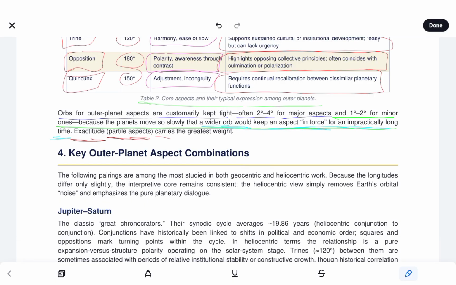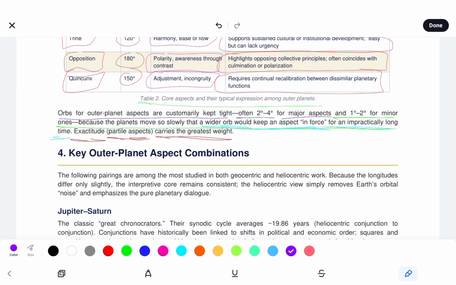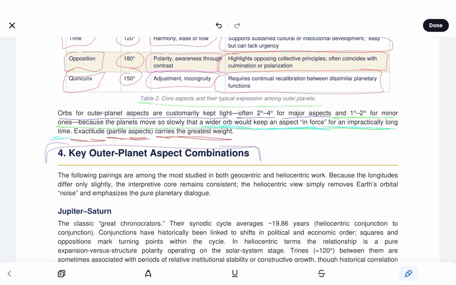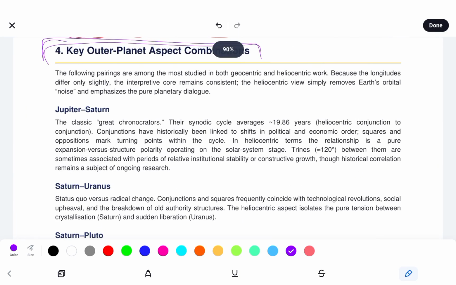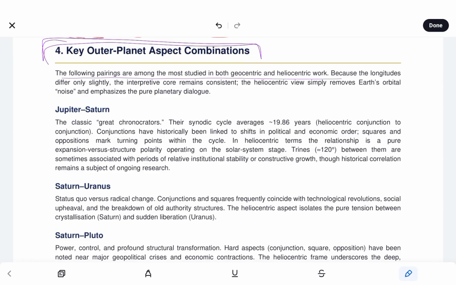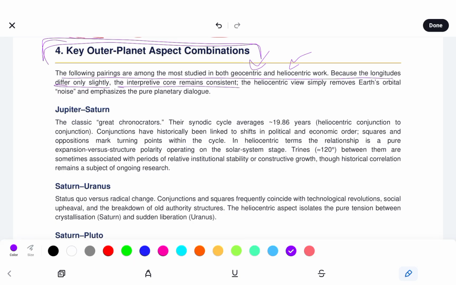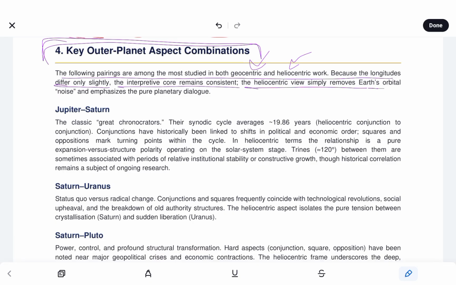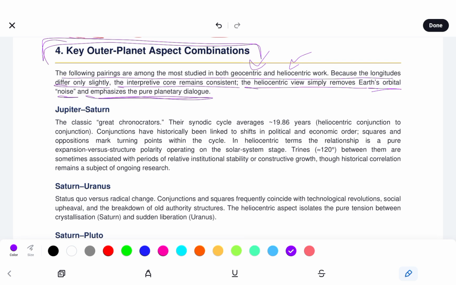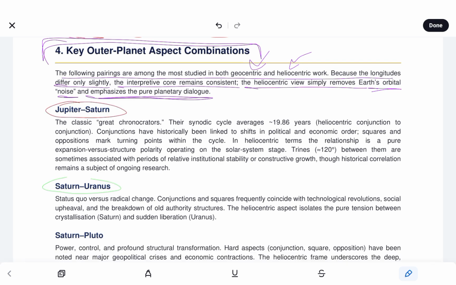Exactitude carries the greatest weight, and we see key outer planet aspect combinations. The following pairings are among the most studied in both geocentric and heliocentric work. Because the longitudes differ only slightly, the interpretive core remains consistent. The heliocentric view simply removes Earth's orbital noise and emphasizes the pure planetary dialogue. So we see Jupiter, Saturn. We're looking at Saturn, Uranus.